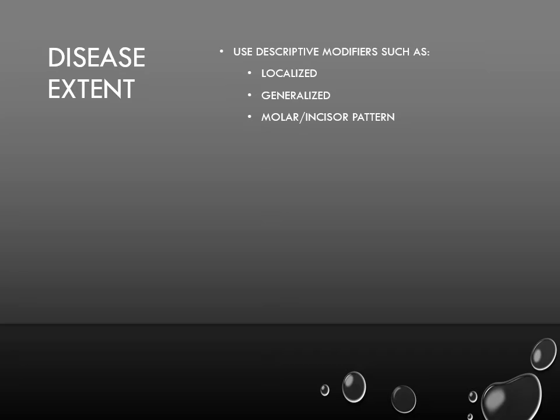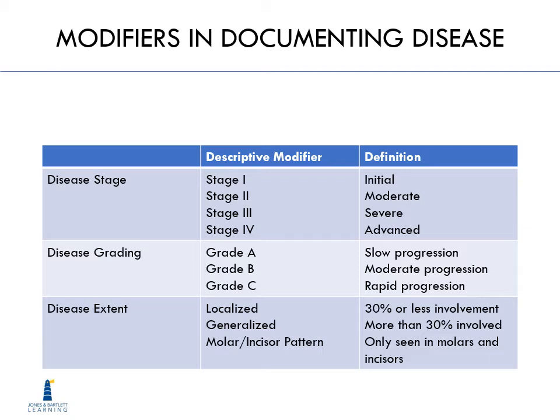Disease extent. Here we're going to be using descriptive modifiers as to the extent of the disease. So here we will be using localized, generalized. Other terms that you can use are molar or incisor. Most often in our clinic we'll use things like posterior or anterior to describe these kinds of patterns.